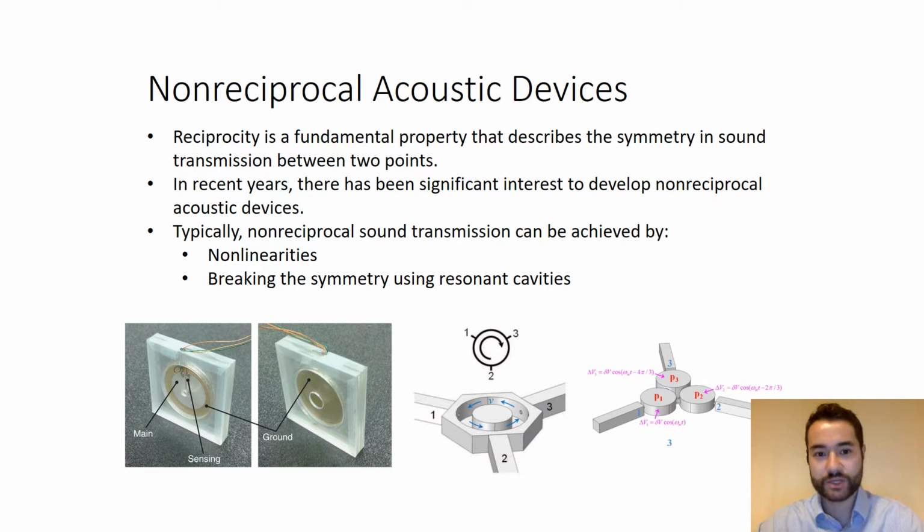Typically, non-reciprocal sound transmission is achieved by introducing non-linearities or breaking symmetry using resonant cavities or fluid momentum biasing. An example of this is the one on the left, where you can see a piezo patch placed in the center between two Helmholtz resonators that are tuned to different frequencies. This creates a non-linear, non-reciprocal acoustic device, whilst the one in the center is an acoustic circulator, which creates momentum biasing. By using a fan placed in the center, acoustic waves can only propagate in one direction. Similar behavior can be achieved by using three Helmholtz resonators, which are tuned to different frequencies.